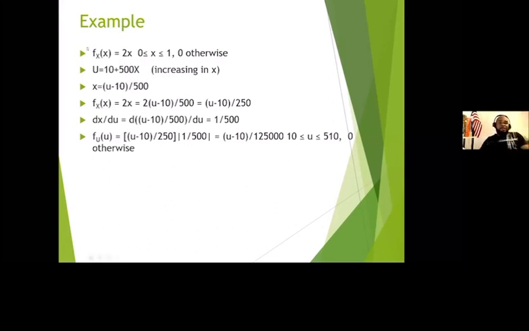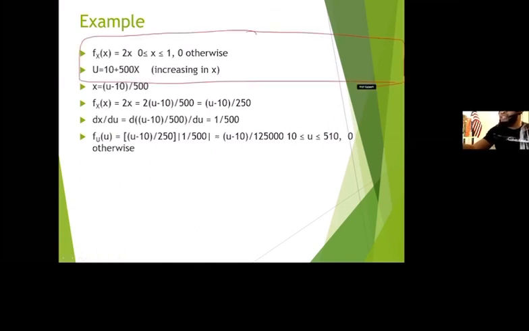Now take a look at that. We have a function given initially to be f of x equal to 2x, where x lies between 0 and 1, and we define a new variable u equal to this. That is the question, and what they want you to do is find f of u. I don't want to use the method of distribution function. I want to use the method of transformation.